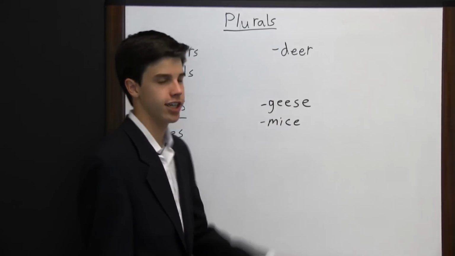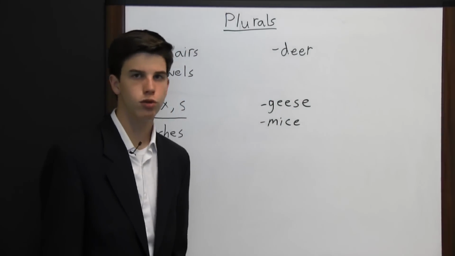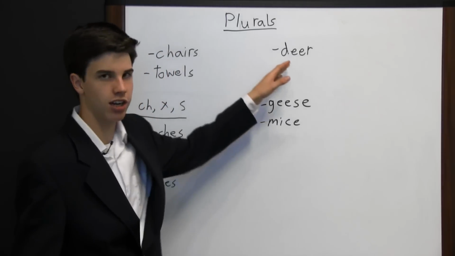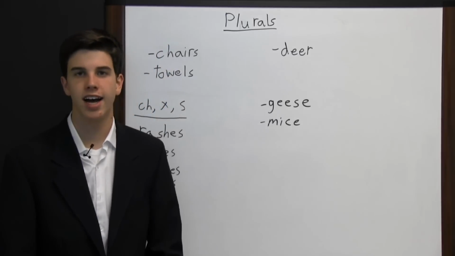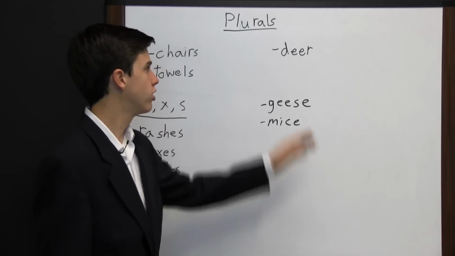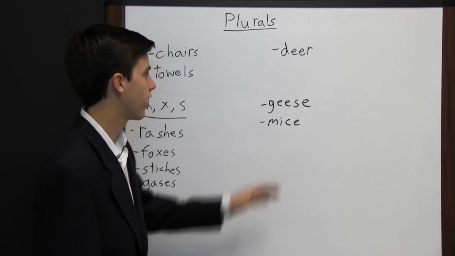Up here we have the word deer, and deer is kind of an irregular word because most words you do something to them to make them plural. However, the word deer is both singular and plural. So I could say, I saw a deer in the meadow, or I saw many deer in the meadow. However, the word deer still always remains the same. So that's an irregular word right there.